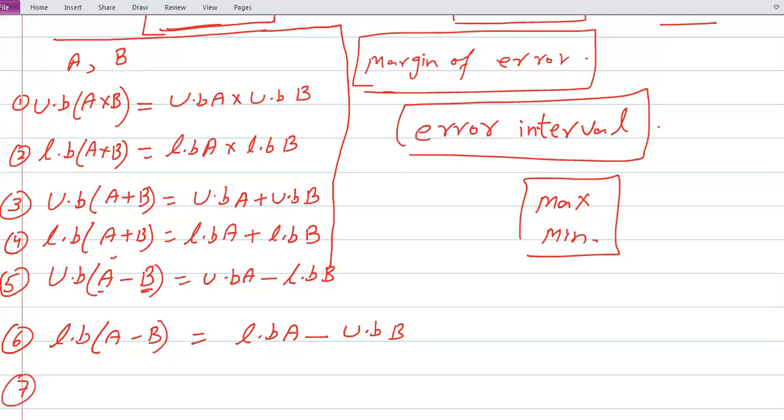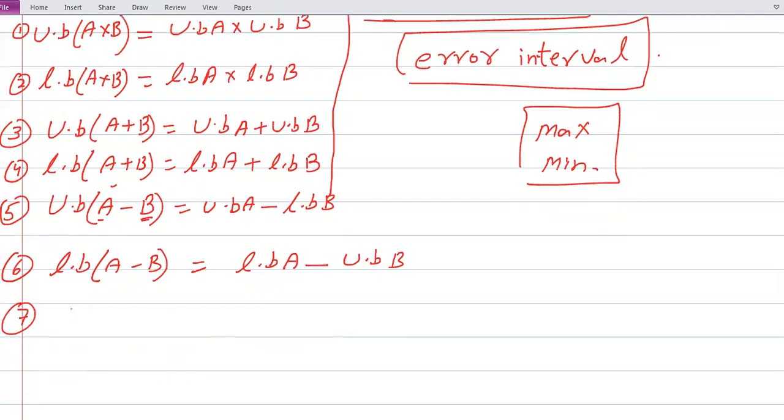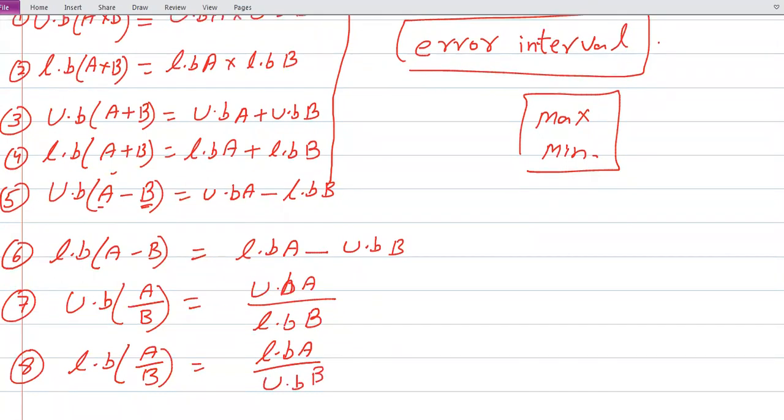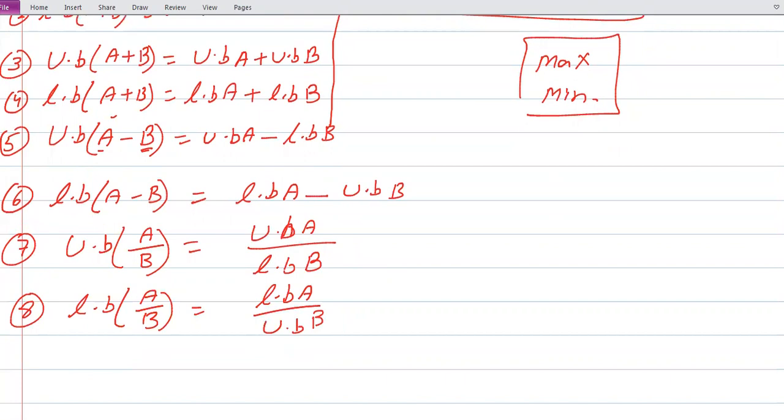Rule number 7 is about division. If you need to find the upper bound of A divided by B, meaning when division is involved, you will take the upper bound of the numerator over the lower bound of the denominator. And rule number 8 is, if you need to find the lower bound of A over B, then we will use the lower bound of the numerator over the upper bound of the denominator. That will be in the case of division and subtraction only.